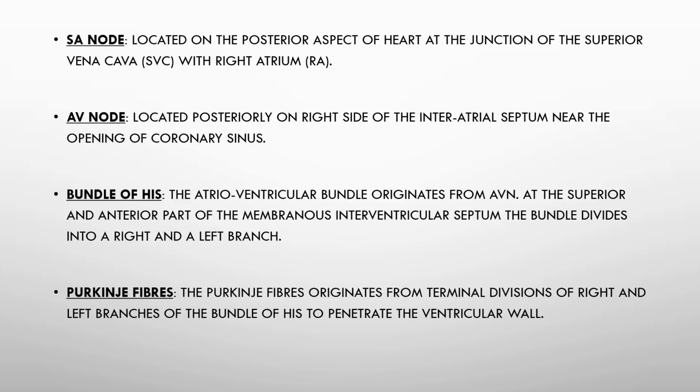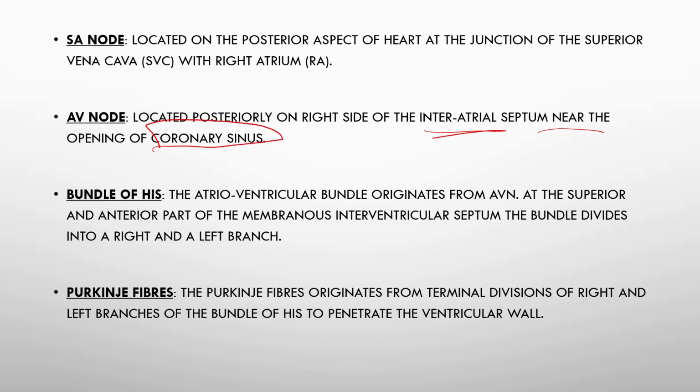Here are their locations. SA node is located on the posterior aspect of the heart at the junction of the superior vena cava with the right atrium. AV node is located posteriorly on the right side of interatrial septum. Interatrial septum means the septum between the two atria. Clear? Which is present near the opening of the coronary sinus.